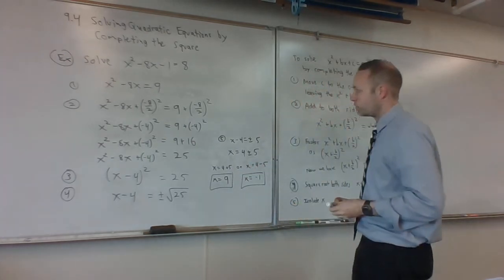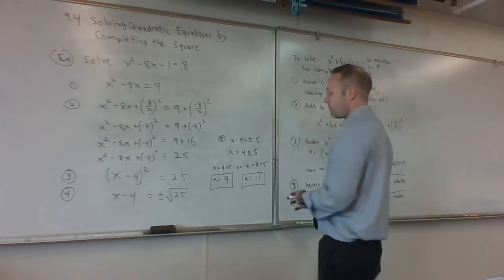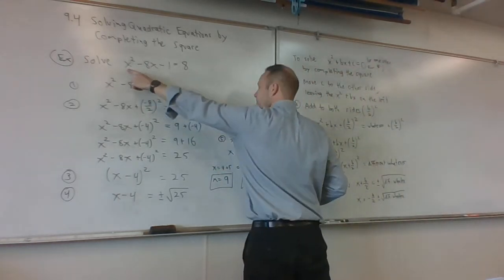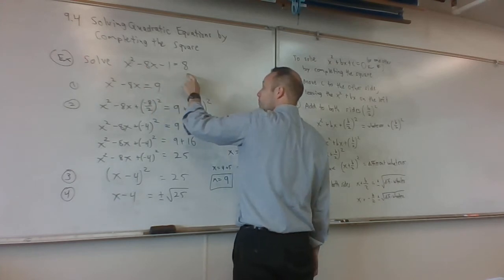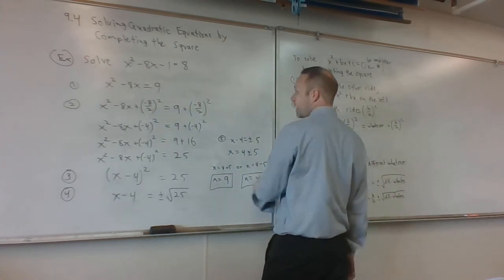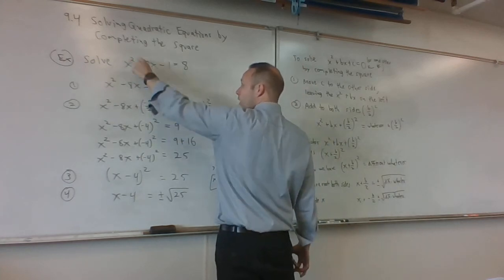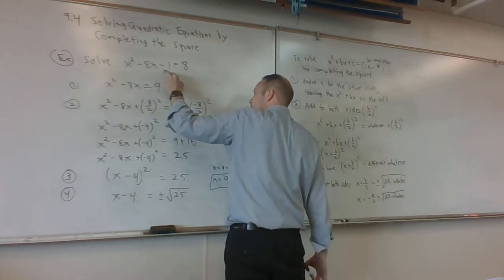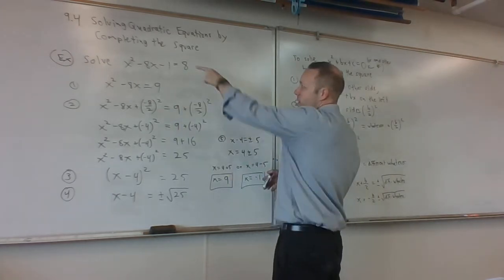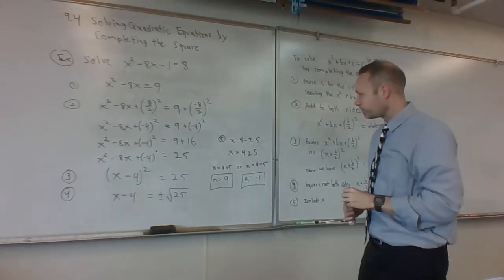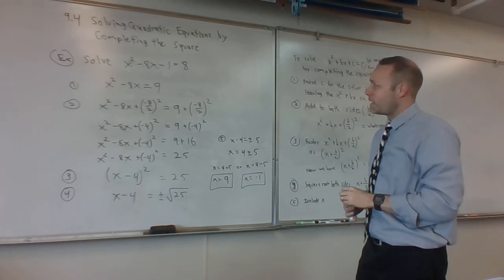That's my other solution. And I could check by plugging 9 into the original equation, in which case we have 9 squared minus 8 times 9 minus 1, and we would get 8 as the answer. Or negative 1: we could do negative 1 squared minus 8 times negative 1 minus 1, and we would once again get 8 as the answer, because these are the two values that solve that equation. All right? Hopefully that makes sense.